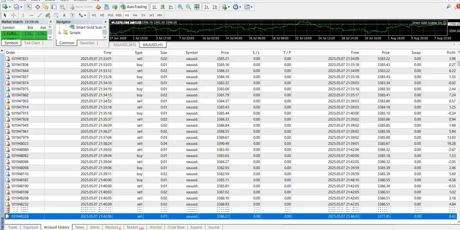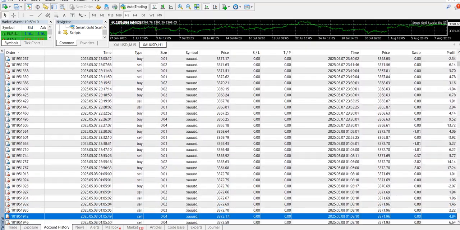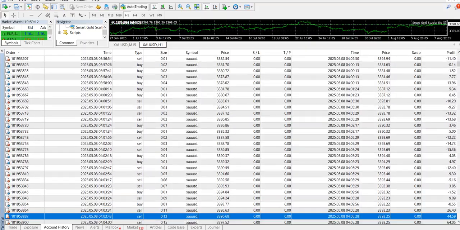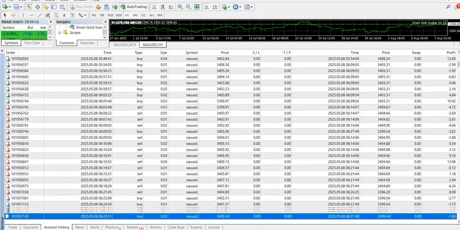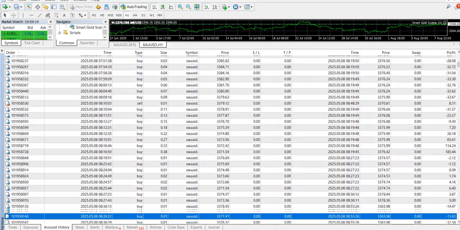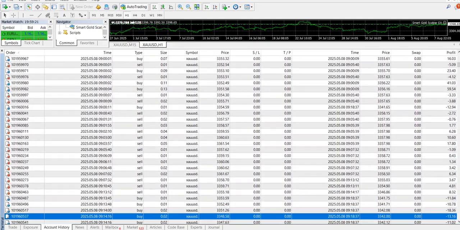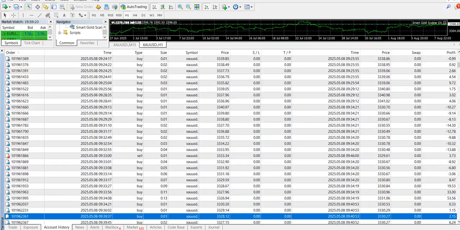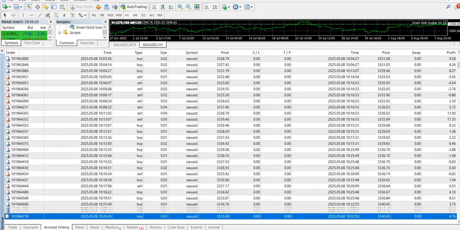But this expert advisor that I'm talking about, Smart Gold Scalper, doesn't use any kind of stop loss. This is a scalper, so at certain times when the market is moving very rapidly, it has to increase the lot size as well. Hence I suggested 50k as the minimum, but the suggested amount is 100k and above.